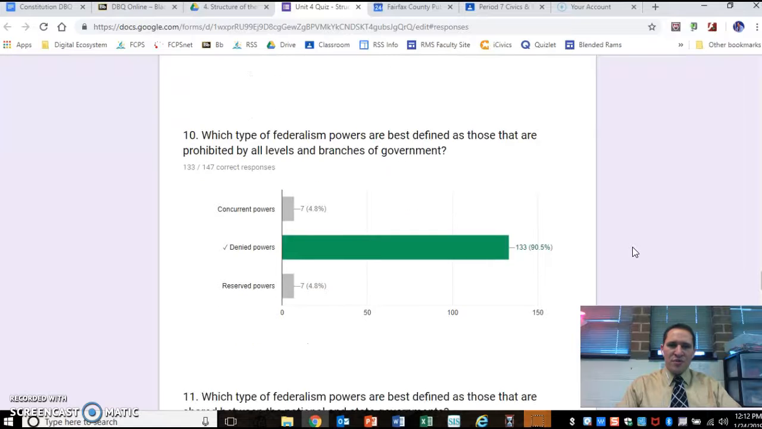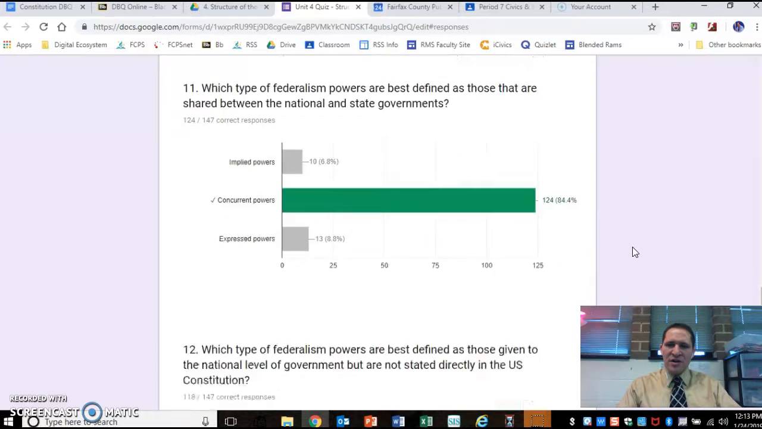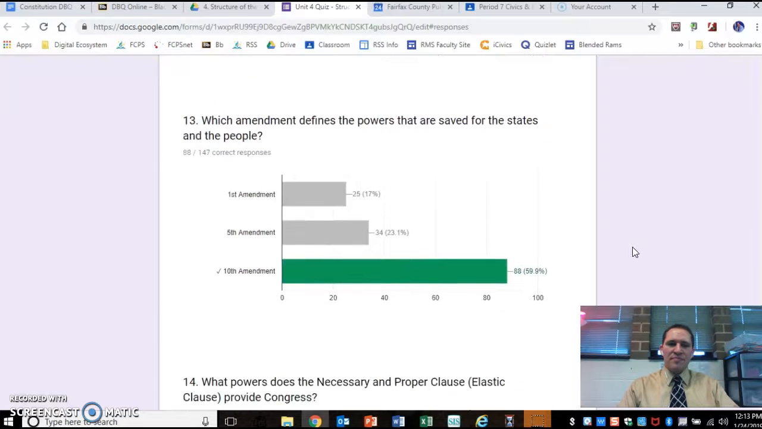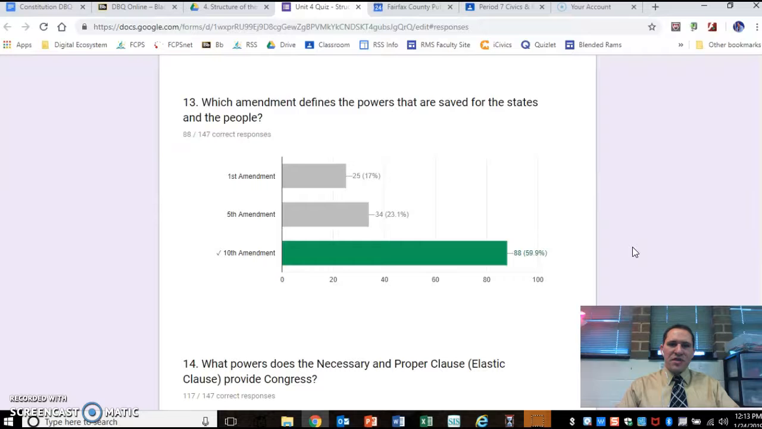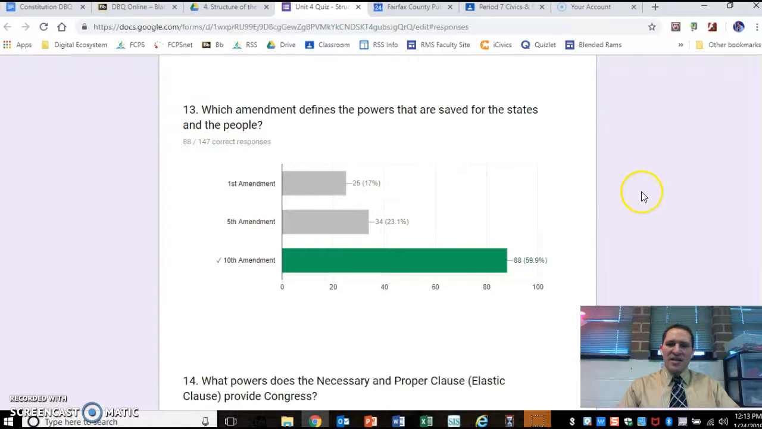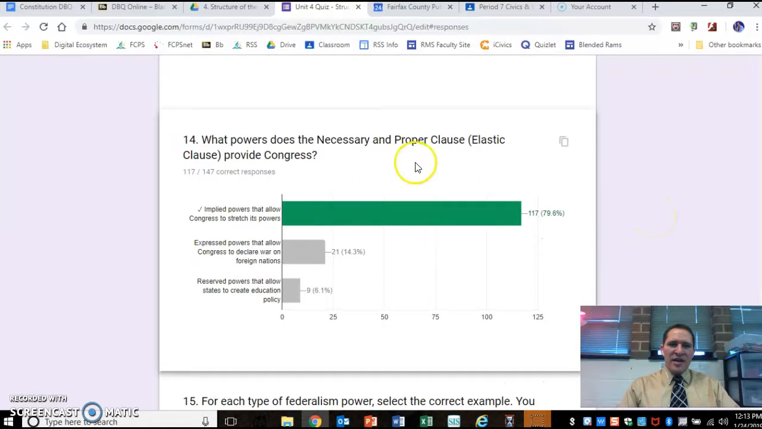Reserved for you. Here we have prohibited, denied powers. Prohibited means not allowed. Pretty good on this one. Shared powers, concurrent. Those of you who take Spanish know con means with, shared. And then implied powers is the not directly stated. If something's implied, you say it, but you don't go right to the source. You kind of say it and beat around the bush a little bit. All right, and then 13, we have the 10th Amendment. This was a tough one. First Amendment, rights. 5th Amendment, due process. 10th Amendment, reserved powers.